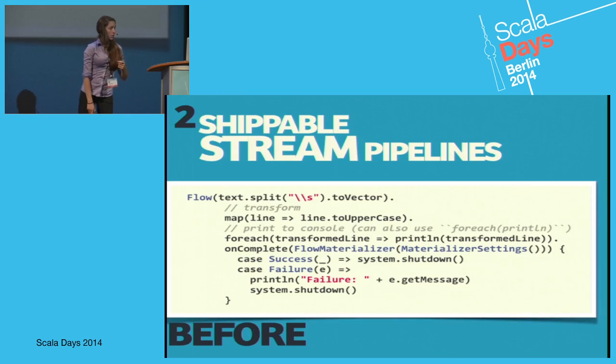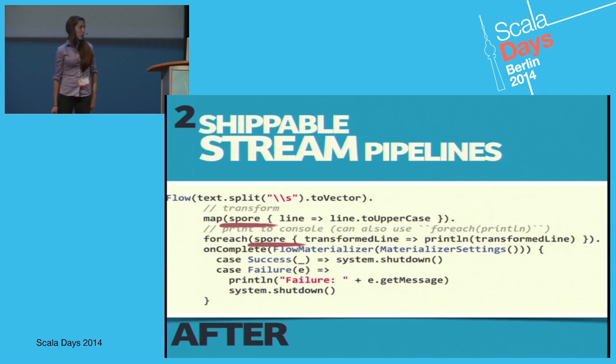So if this is what it looked like before, it's actually not so bad to convert it to something using Spores, if the framework was built using Spores. If you look before and after at the map and the foreach functions, you just have to add this spore marker, if you want to call it that. You make this thing a spore block, and all of this checking gets applied.